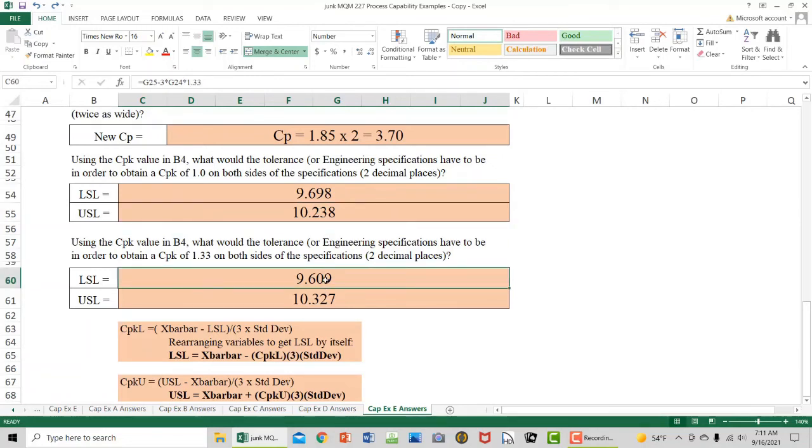And the last one would be, if we're looking for a desired CPK of 1.33, then we say x bar minus 1.33 times 3 times standard deviation for this one. And for this one, x bar plus 1.33 times 3 times standard deviation. And as I mentioned in an earlier video, if I said I want to obtain a CPK of 1.67, then I would put in 1.67 there instead of 1.33 or 1.0.